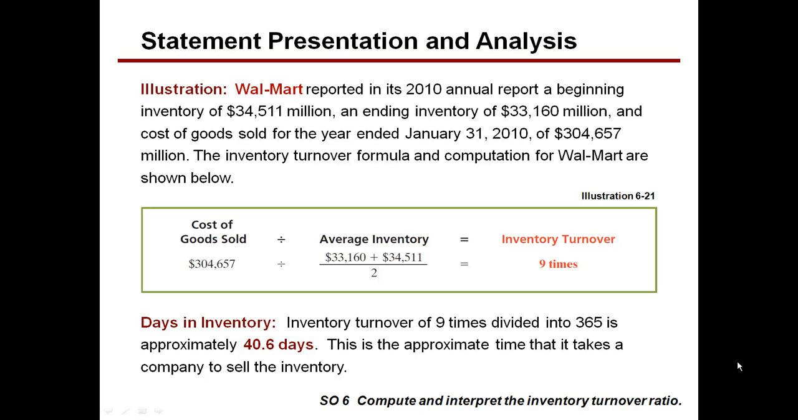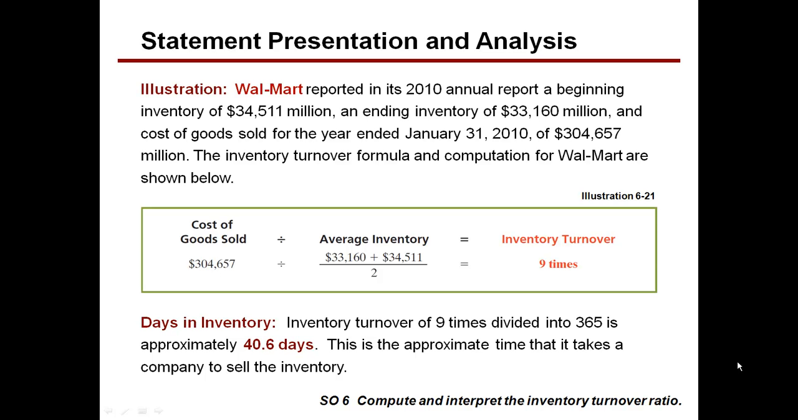Let's illustrate the computation of inventory turnover. For Walmart, for the year 2010, it reported a total cost of goods sold of $304,657,000 for the year. Beginning inventory was $34,511,000. Ending inventory of merchandise on its balance sheet was $33,160. Let's add those two together, divide by 2, so our average inventory for the year is calculated at $33,835,000. Divide that into $304,657,000, and our inventory turnover ratio is 9 times.